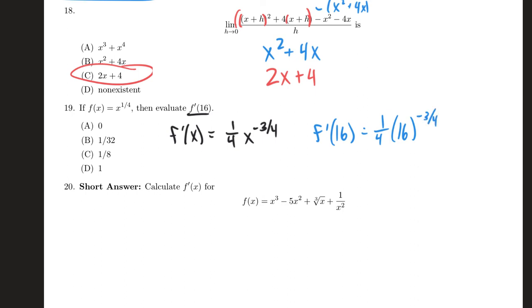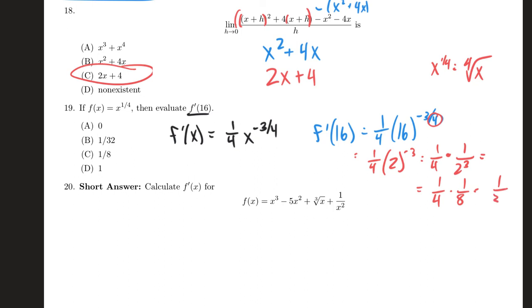What I like to do when I'm doing these fractional exponents is I do the root part first. So anything to the 1/4 power is the 4th root of that. So what times itself 4 times equals 16? That's going to be 2. And then a negative exponent is 1 over the positive exponent. And 2 cubed is 8. And 8 times 4 is 32. So this one's kind of half about the power rule and half about your ability to evaluate this expression with this negative fractional exponent.